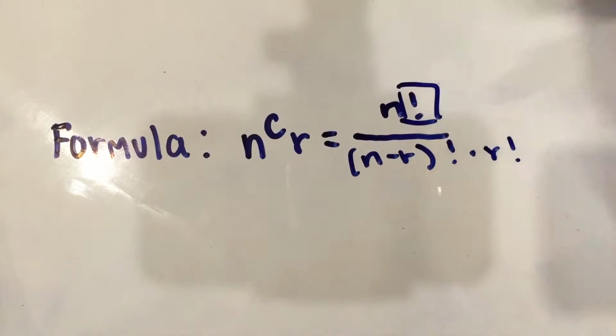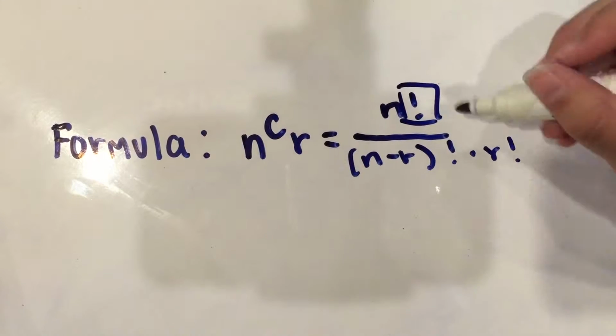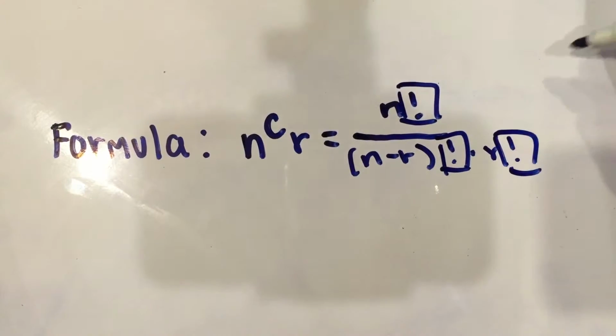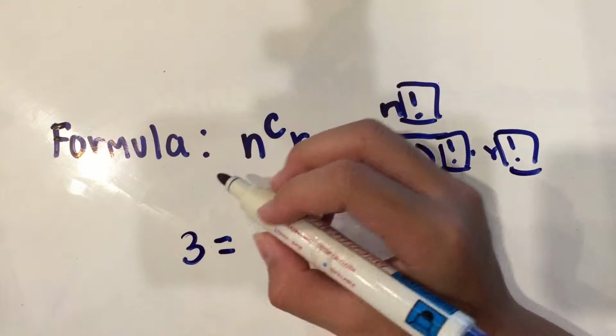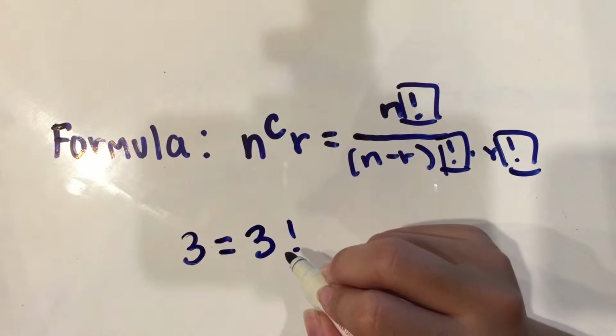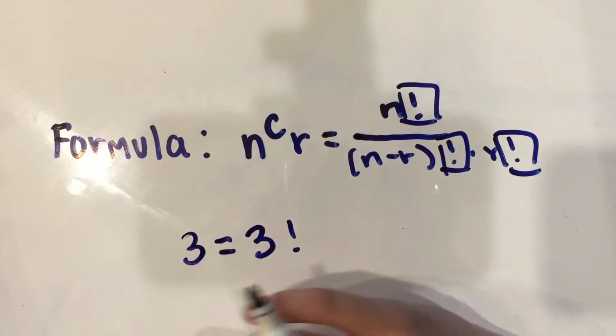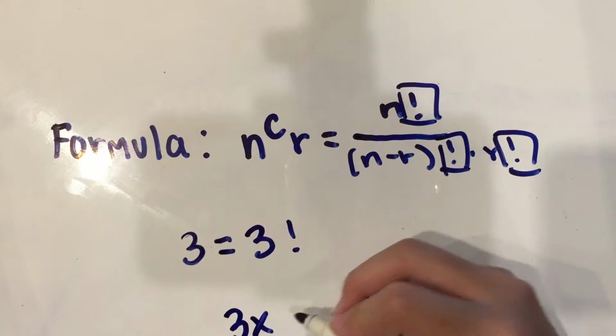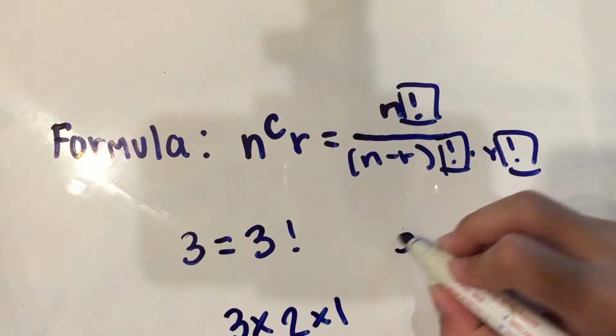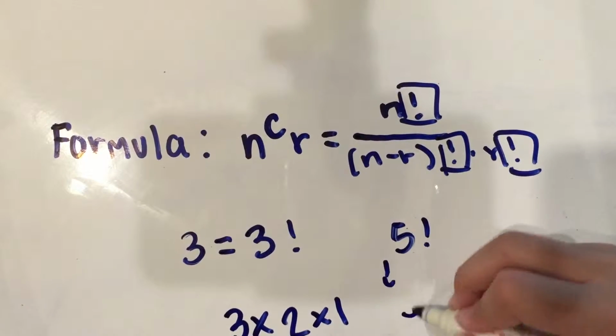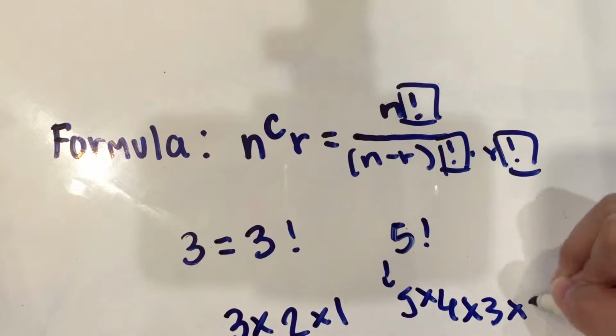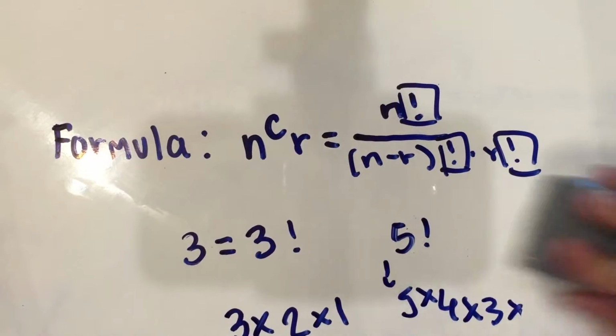So this is called the factorial. Factorials are the product of all positive integers equal to and less than the number. So for example, 3 factorial will look like 3 times 2 times 1. If it's 5 factorial, it will be 5 times 4 times 3 times 2 times 1. So now that you know the basics of that, we're just going to start.